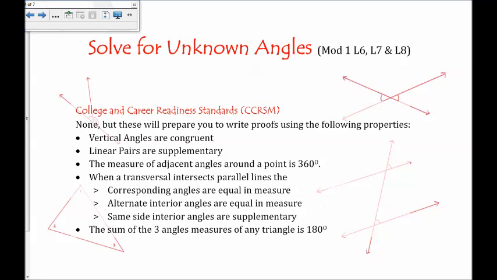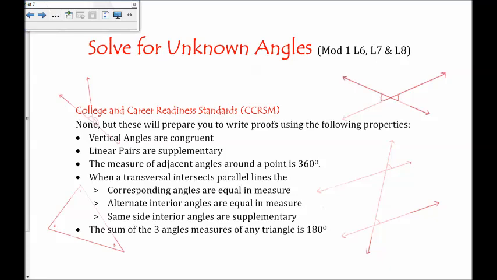Now, today's lesson is about solving for unknown angles, and there actually aren't any CCSSM standards directly tied to these three lessons. But I feel like the content in these lessons will lay a foundation for us that we'll build on as we talk about proof in the future lessons.